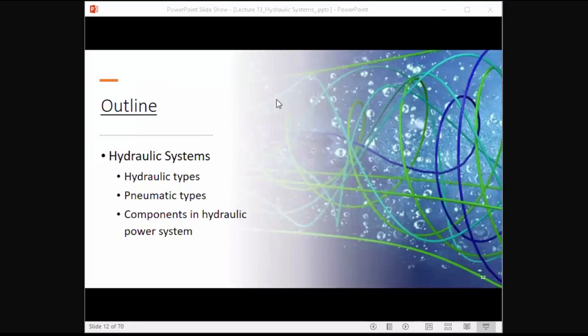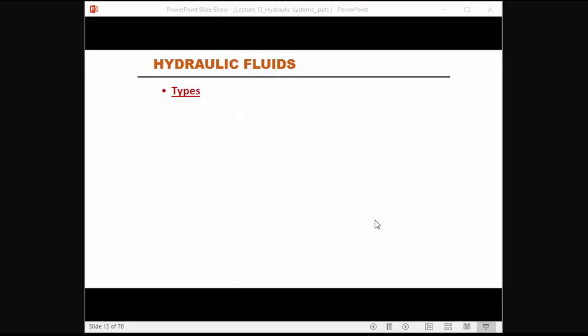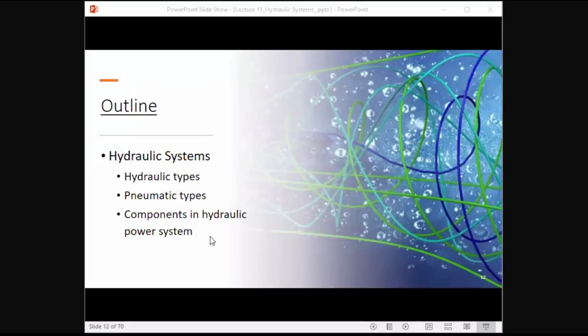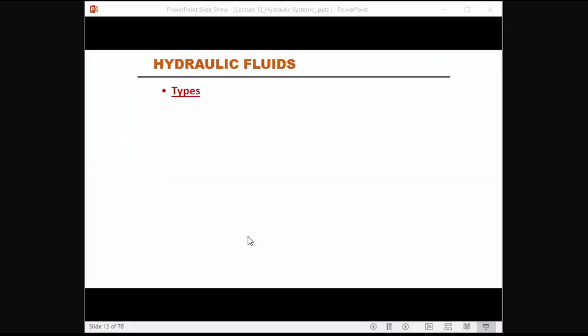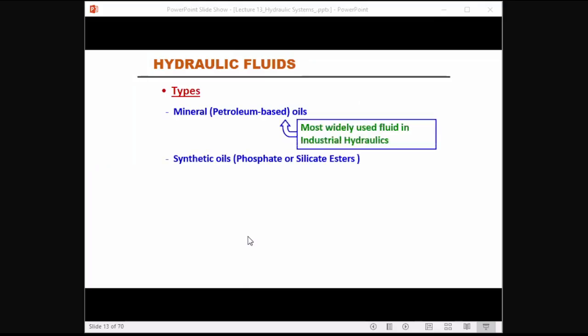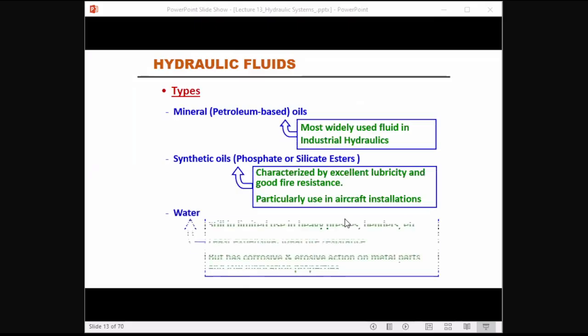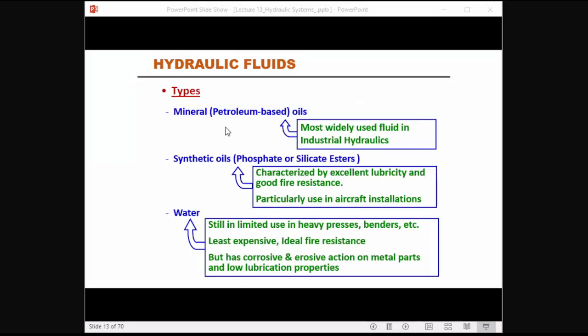Okay, so today I am going to discuss hydraulic types and pneumatic types, the basic components in a hydraulic system. These are hydraulic fluid types. Okay, basically mineral oil based, petroleum based, synthetic oil based, and also water.